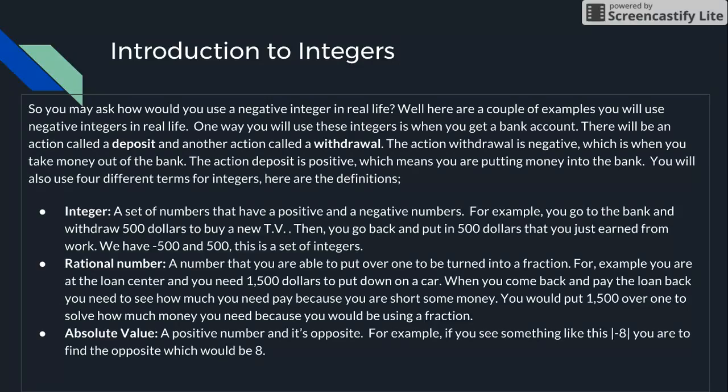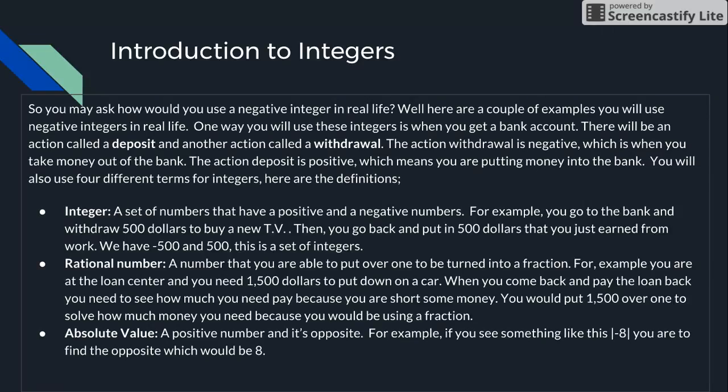You also use four different terms for integers. Here are the definitions. Integer: a set of numbers that have positive and negative numbers. For example, you go to the bank and you withdraw $500 to buy a new TV. Then you go back and put in $500 you just earned from work. We have negative 500 and 500. This is a set of integers.